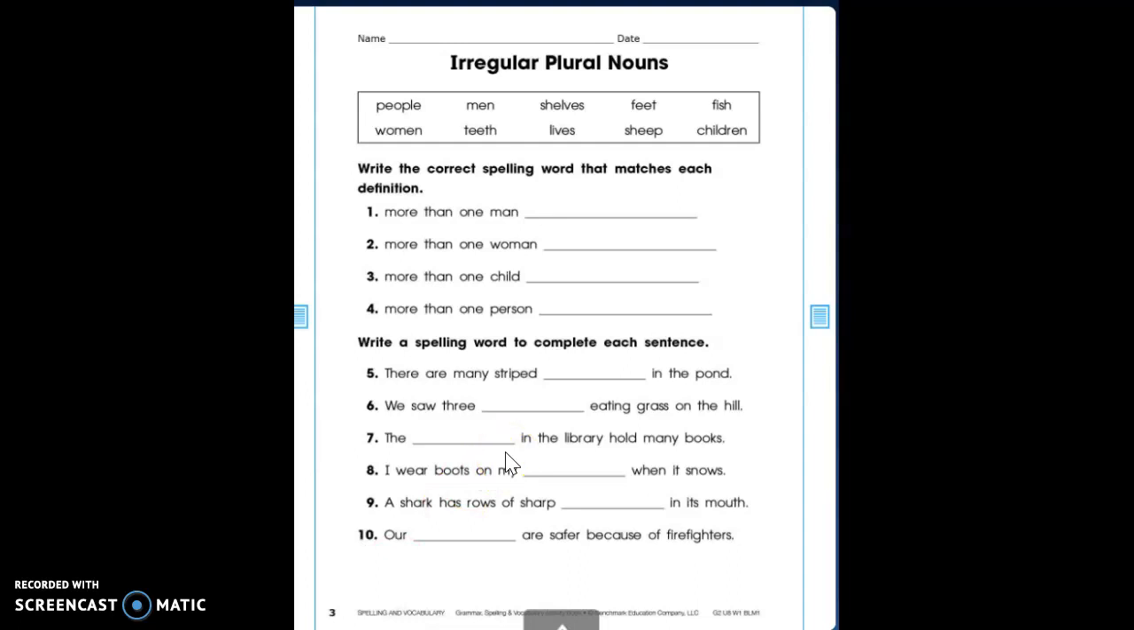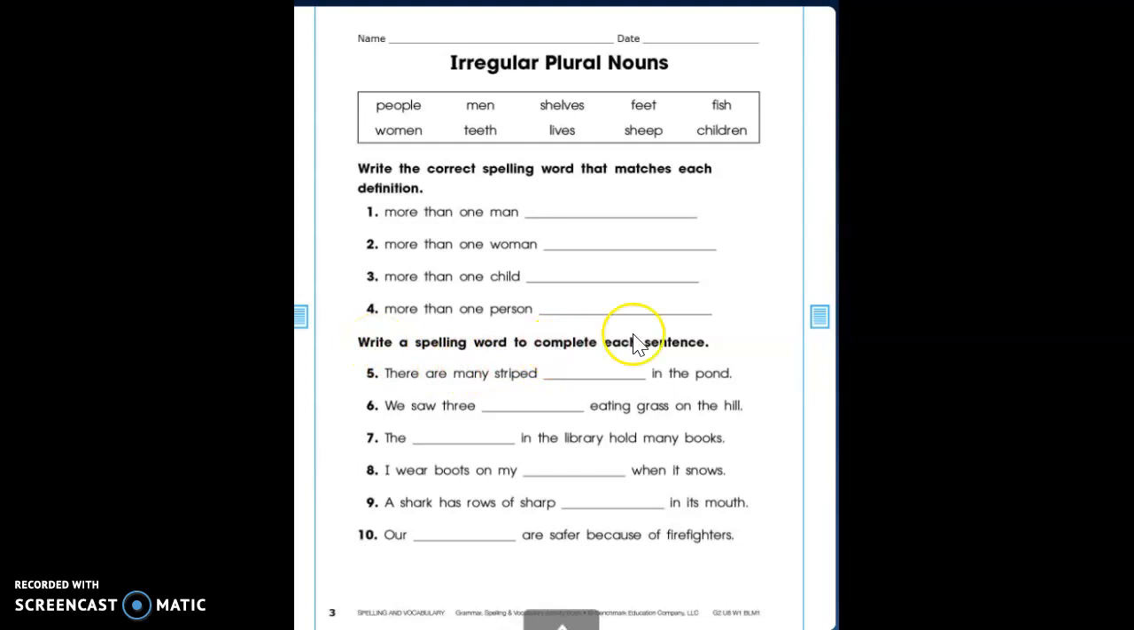And again, it is a very similar set of words. And now you're just going to write down the definition of what these mean. So more than one man is one of these words up the top. More than one woman, and so on.